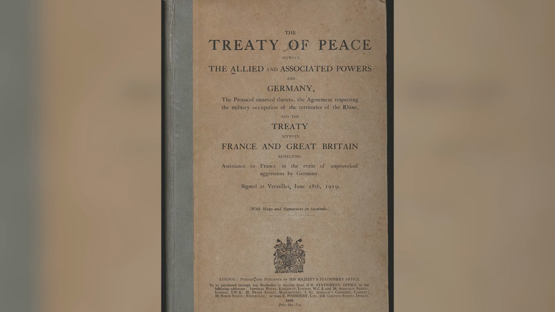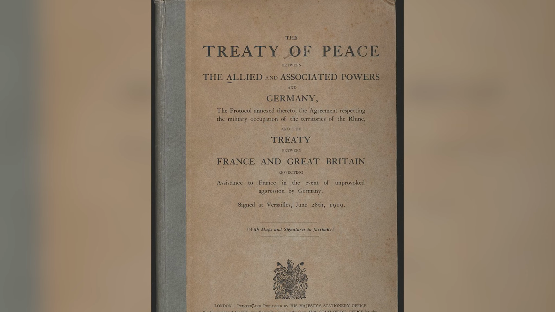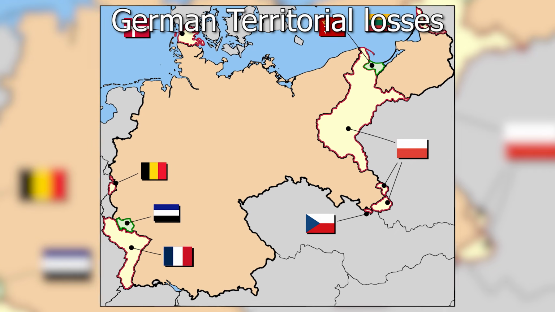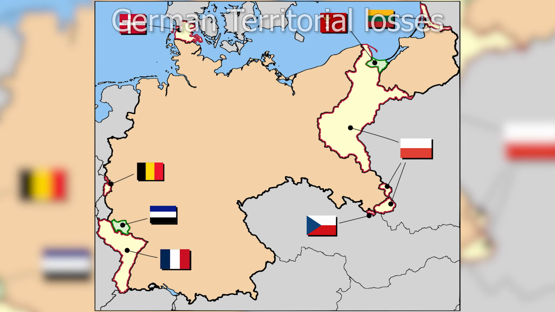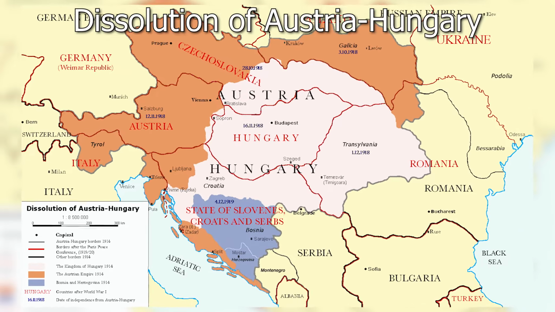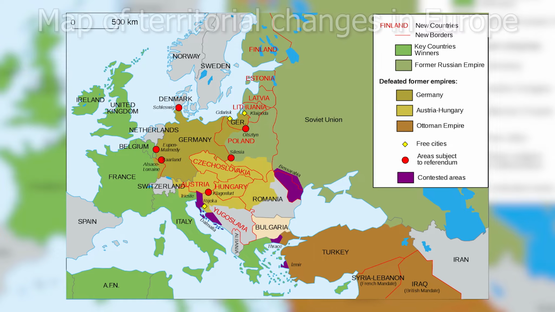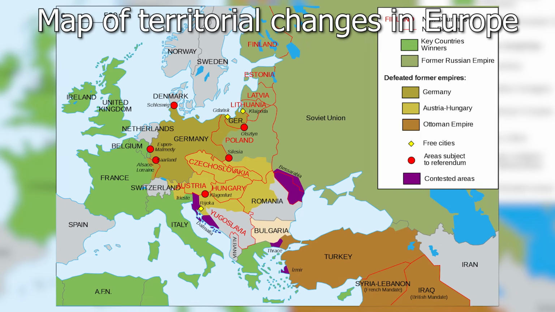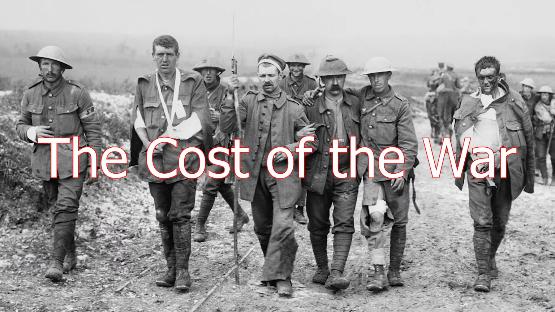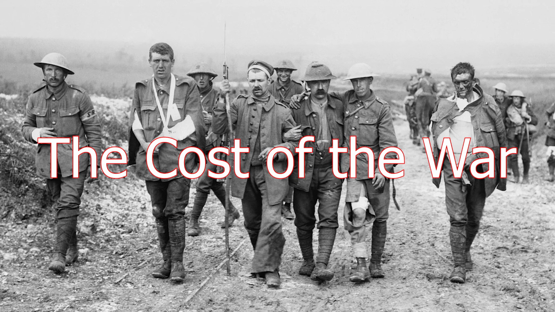The Treaty of Versailles was the most famous of the agreements imposed upon the defeated countries by the Paris Peace Conference. The dissolution of the Russian, German, Ottoman and Austro-Hungarian empires resulted in multiple uprisings and the establishment of independent states such as Poland, Czechoslovakia and Yugoslavia. The war was over, but at great cost.